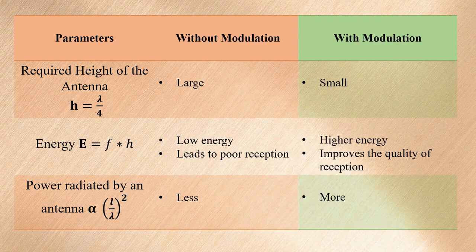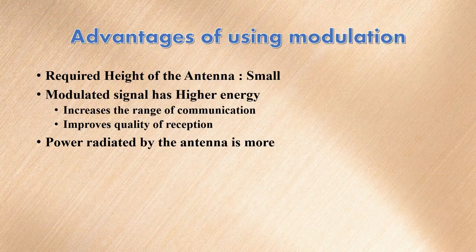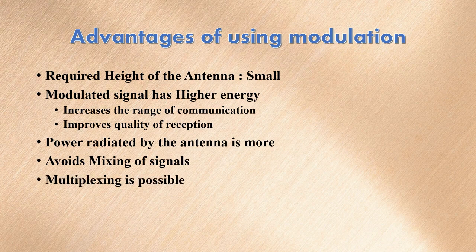So with the help of modulation, the required height of the antenna becomes small, the energy of the signal becomes higher and it improves the quality of reception, and the power radiated by the antenna becomes more. Apart from these advantages, modulation techniques have some more advantages also. It avoids interference of the signal, that is, the mixing of signals can be avoided, and the next one is that a single channel can be used by multiple users, so multiplexing is possible.